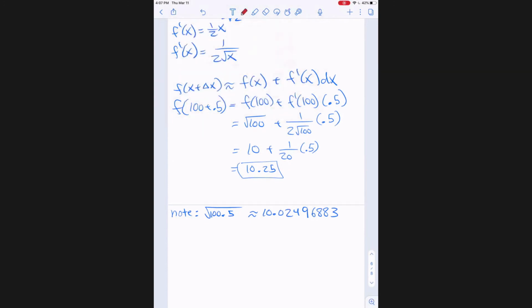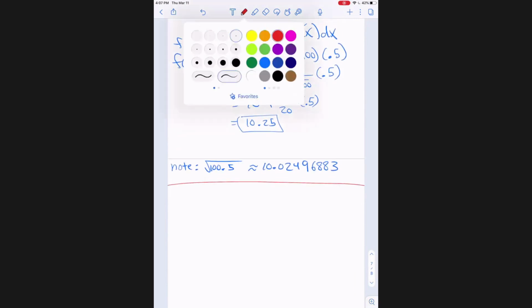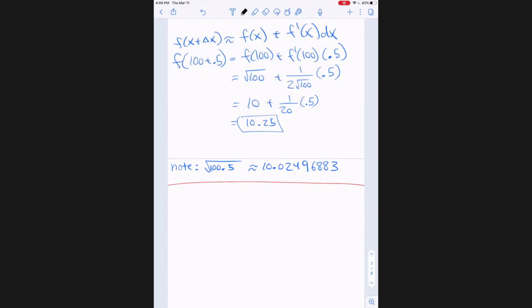Running out of functions here. Let me see what I want to do. Now, this might not work out super nice, so you can use your calculator still. But give me 1 second here.